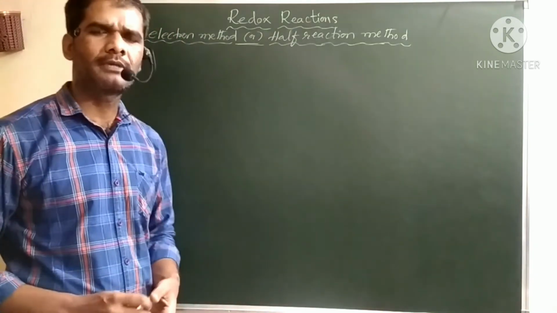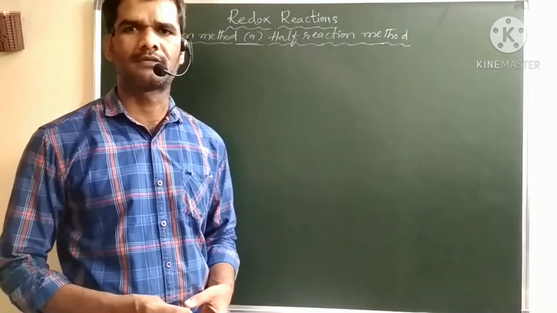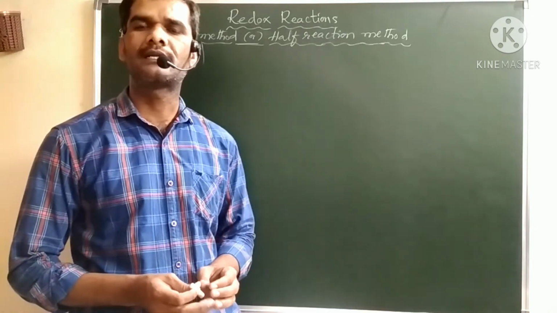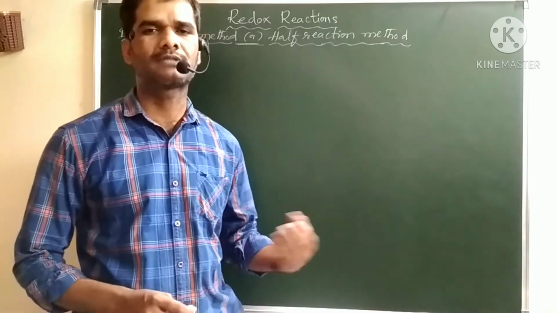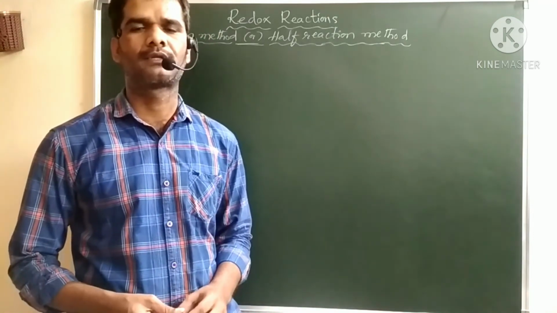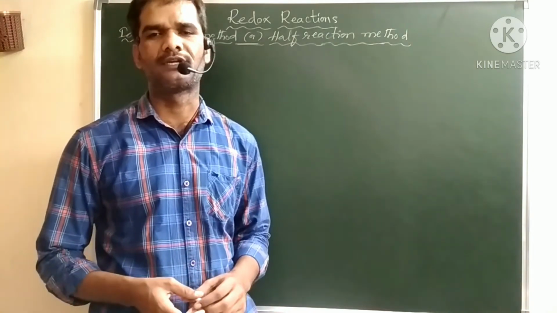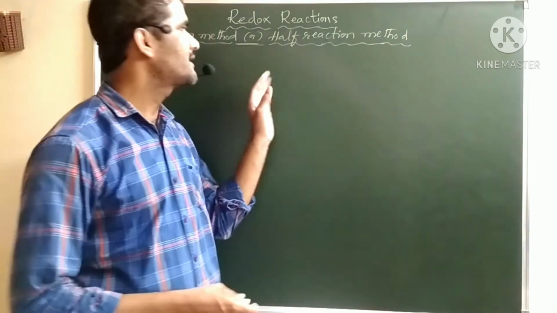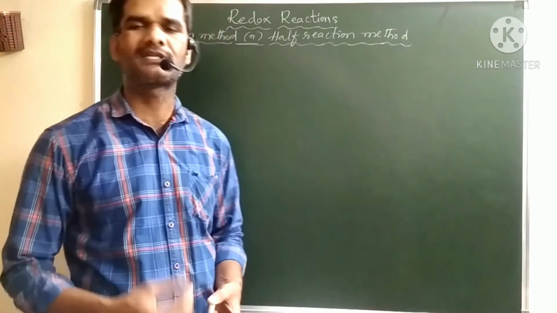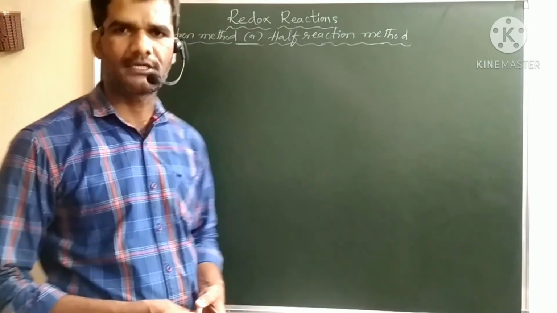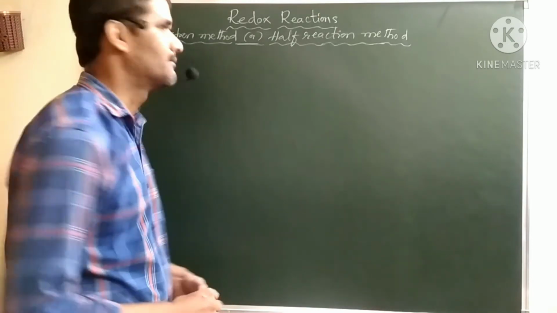The ion electron method is also called the half reaction method. Why is it the half reaction method? Because in this method first we take the equation and separate it into two equal halves. One is the oxidation half, another one is the reduction half, and we balance them individually, and finally we add both equations again. Hence we call it the half reaction method. The steps involved in this method are like this. First we will see the steps one by one, then we will take some examples.